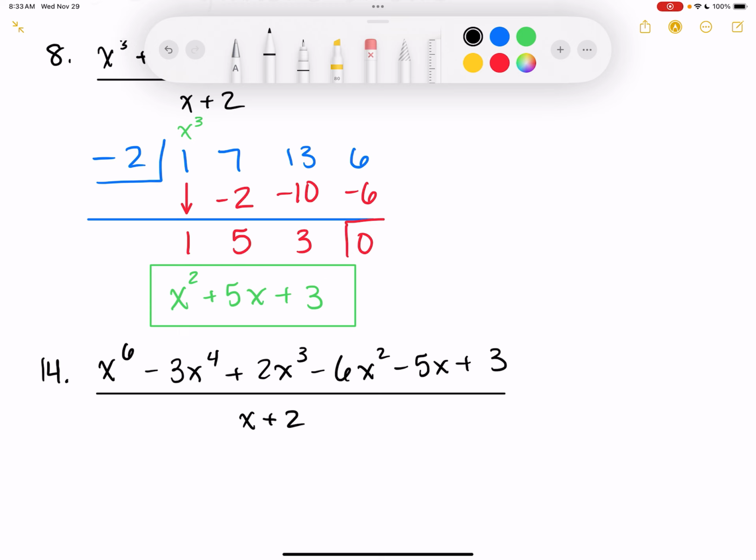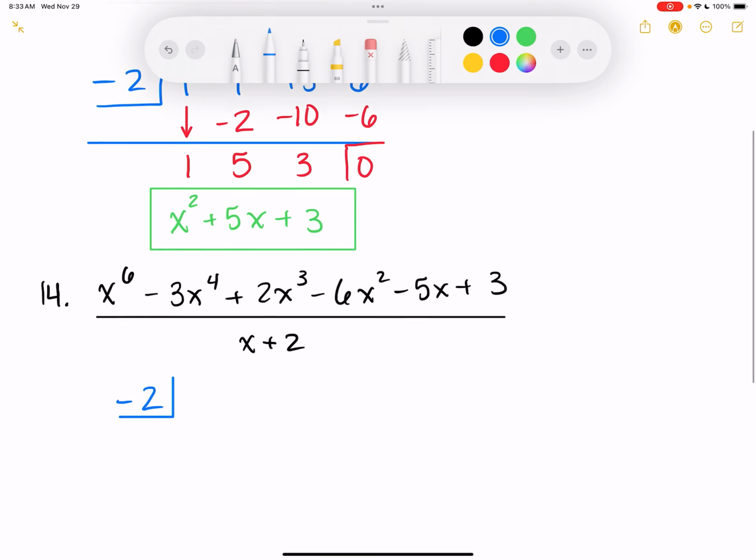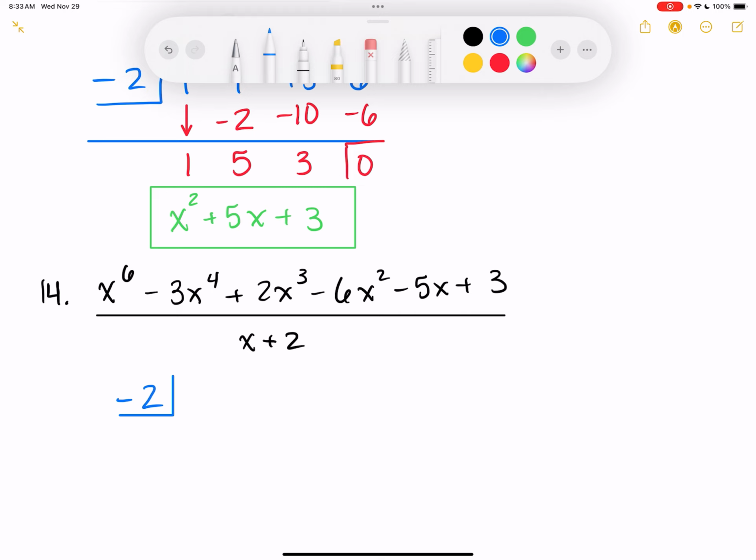So I put the opposite sign of this number in the box, so that's going to be a -2. Then I'm going to use the coefficients of this. But in this case, the x to the 5th term is missing. So if there's anything missing, we have to put in a 0. So x to the 6th is 1. There's no x to the 5th, so I put a 0. And then I just go on across, nothing else is missing. So -3, 2, -6, -5, 3.